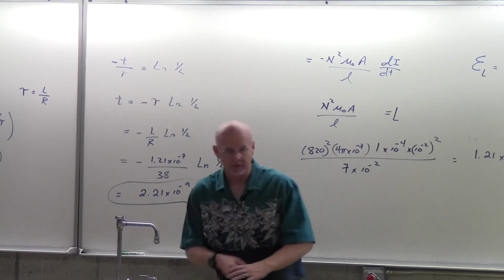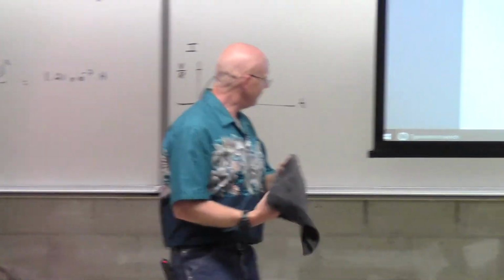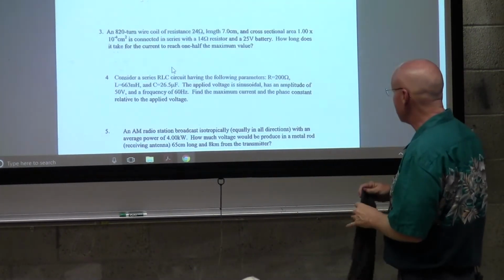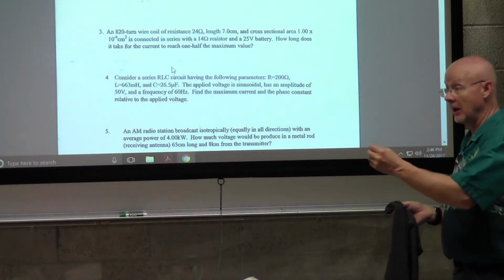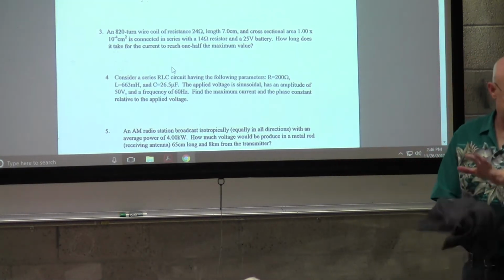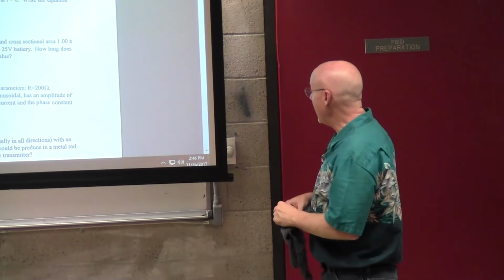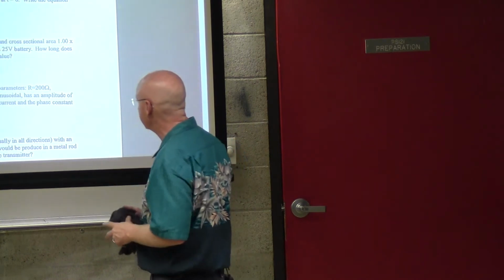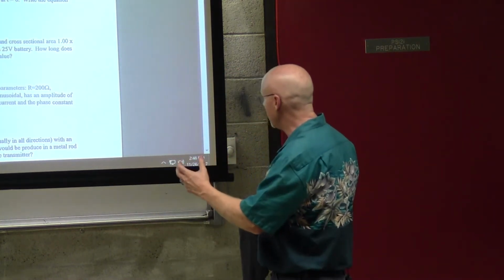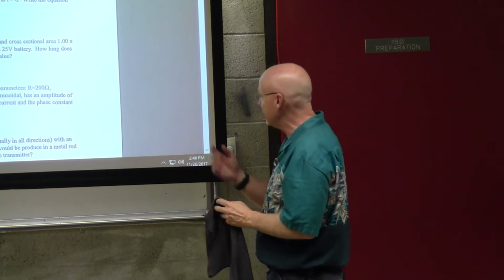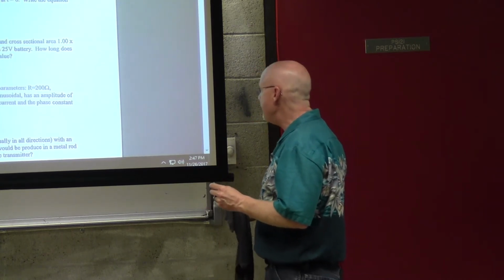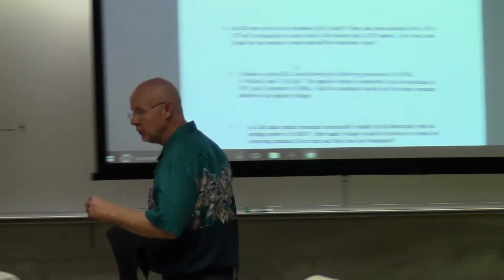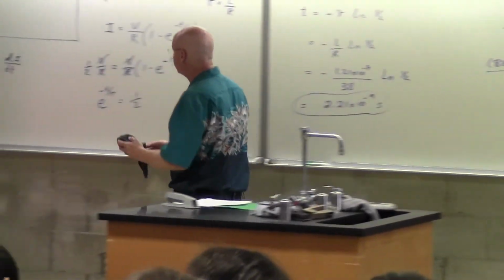All right, so let's try number 4 here, and then we'll take a break, and that'll leave us with just 6 more to do here. Let's see. This one says, consider a series RLC circuit. Okay, so this is getting closer to the stuff we've done just last week. And these are the following parameters. So they give you the resistance, the inductance, and the capacitance. The applied voltage is sinusoidal and it has an amplitude of 50 volts. It has a frequency of 60 hertz. What is the maximum current and the phase constant relative to the applied voltage?